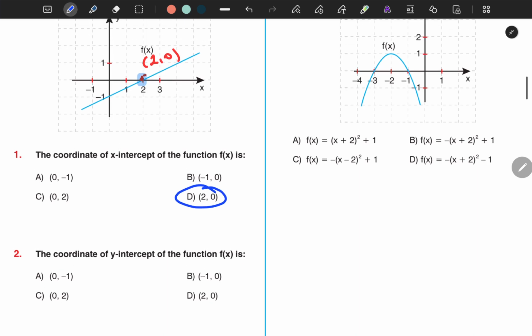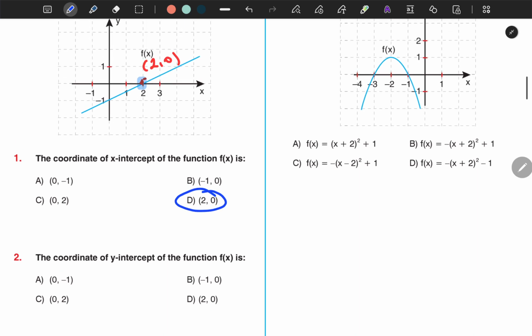Next question, it says, what is the y-intercept? Look at the graph. This is the y-axis, and this is the x-axis. The line is touching the y-axis, it means this is what we call the y-intercept. What's the name of this point? X is 0, y is negative 1. So x is 0, y is negative 1 is my answer.